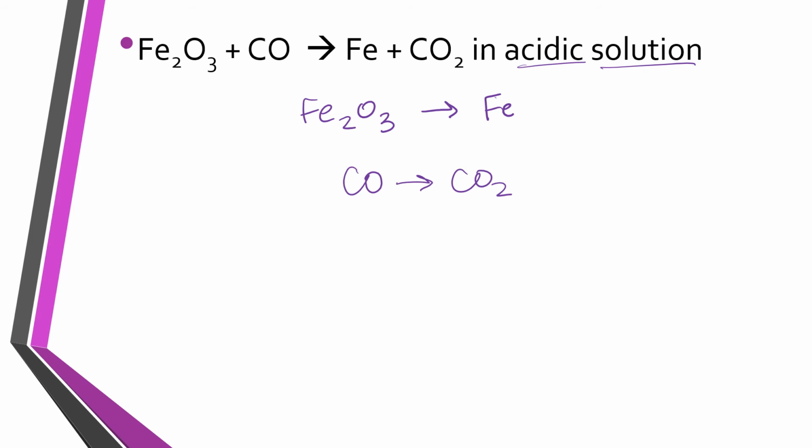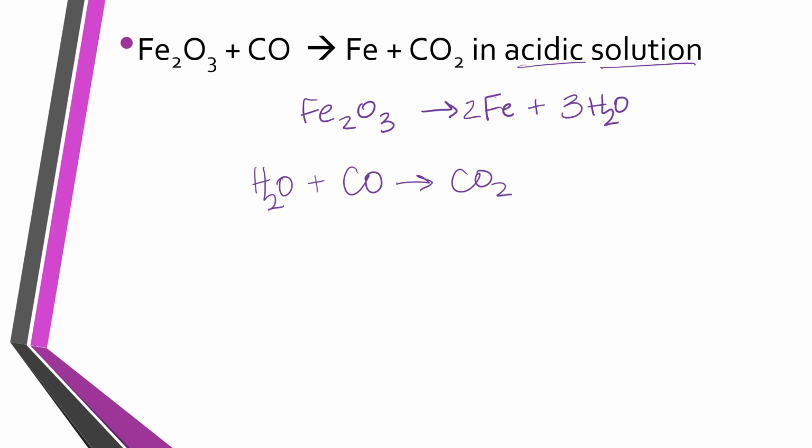So I have 2 irons on the left, but only 1 on the right, so I'm going to add a 2. Down here, both my carbons are balanced. So now I'm going to balance oxygen with water. So I have 3 oxygens on the left, so I'm going to add 3 waters on the right. Down here, I have 1 oxygen on the left, 2 on the right, so I need to add a water to balance out the oxygens.